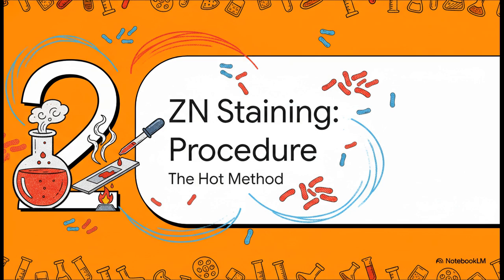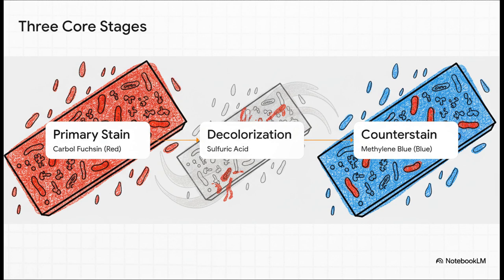Okay, so we've got the why down. Now, let's head over to the lab, metaphorically speaking, and look at the how. We're going to focus on the classic procedure here, the one known as the hot method. The whole thing really just boils down to three main steps. Step 1, we force the main stain into everything. Step 2, we use acid to wash that stain out of, well, almost everything. And step 3, we add a different color stain, a counter stain, to make the background pop for contrast. See? Simple, right? Let's get into the nitty-gritty.